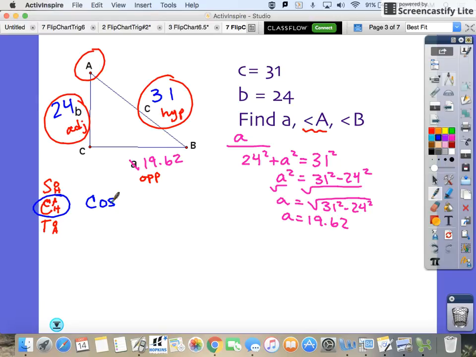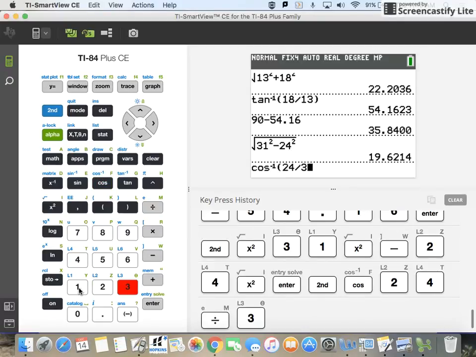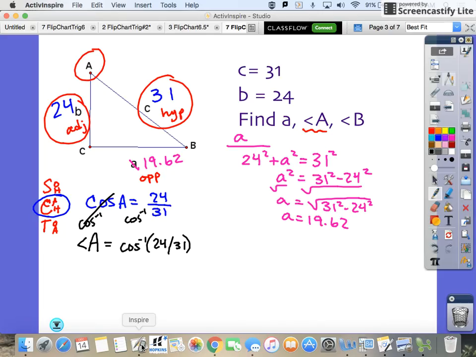So we're going to go cosine of A is equal to adjacent over hypotenuse. And then to solve for A, we need to inverse cosine both sides. So we'll find that angle A is equal to the inverse cosine of 24 divided by 31. We type that in. 39.27. So angle A equals 39.27 degrees. In class, we'll decide if we want to keep them whole or if we want to use the decimal.